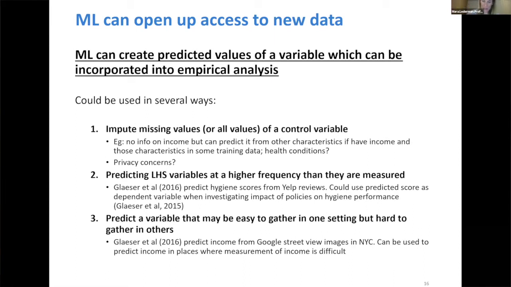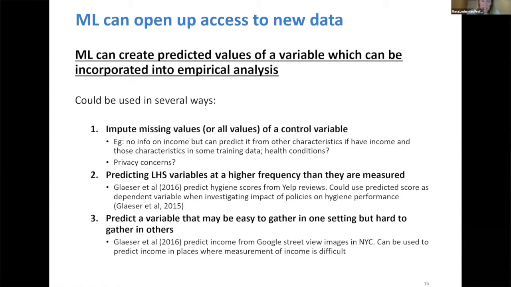Here are a couple of examples of how this might happen. One example, which isn't very interesting but could be important, is that you might have a variable that's missing for a bunch of your sample. You might be able to predict that value, given that you have it for other members, whether people or other units, as a way to fill in missing data. That's a very mechanical use.